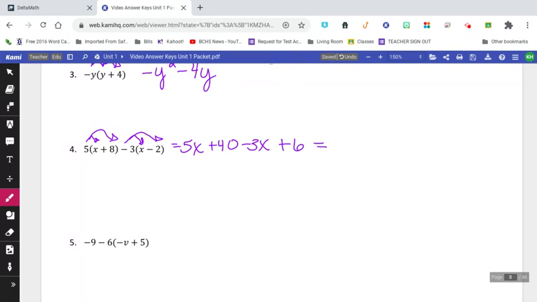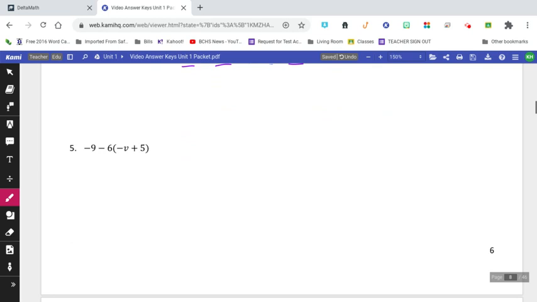After that, we now have a combined like terms problem. So 5x minus 3x is 2x. 40 plus 6 is 46. And remember, you can pause the video anytime if you just want to try these on your own, but I am going to go through each one, okay? So for number 5, we have negative 9, and now we're distributing a negative 6. So we get positive 6v minus 30.